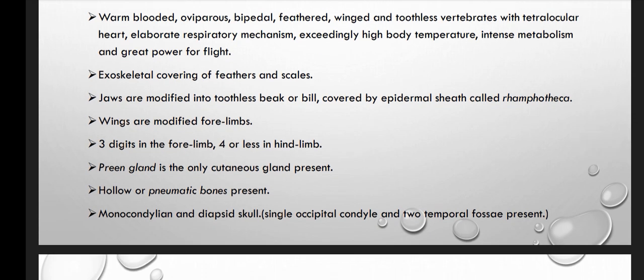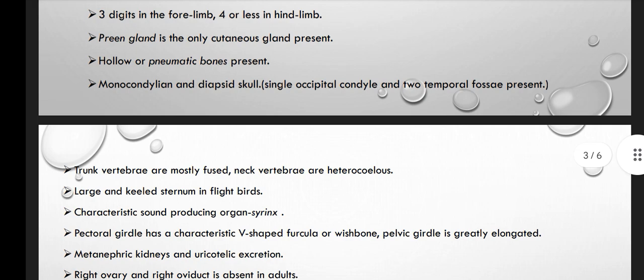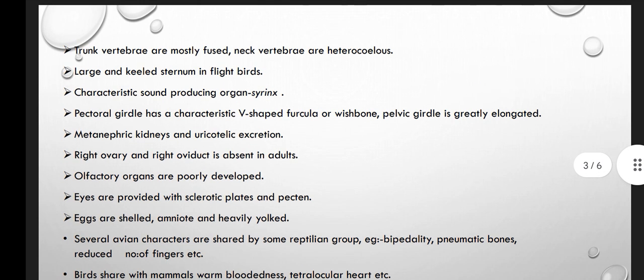Monocondylian and diapsid skull. Trunk vertebrae are mostly fused. Neck vertebrae are heterocoelous. Large and keeled sternum is present in flying birds and absent in non-flying birds. Syrinx is the characteristic sound-producing organ. Pectoral girdle has a characteristic V-shaped furcula or wishbone.